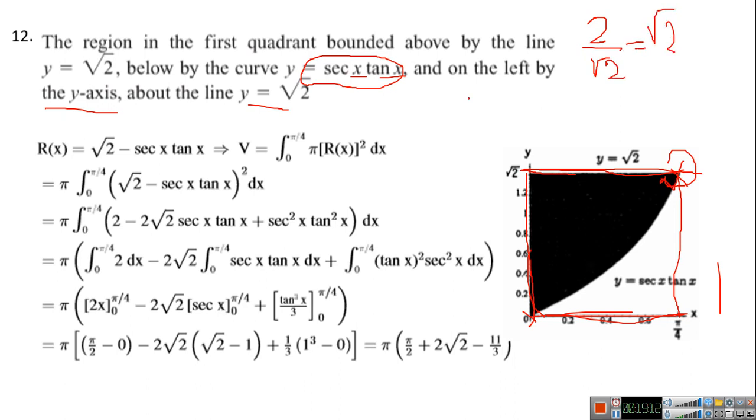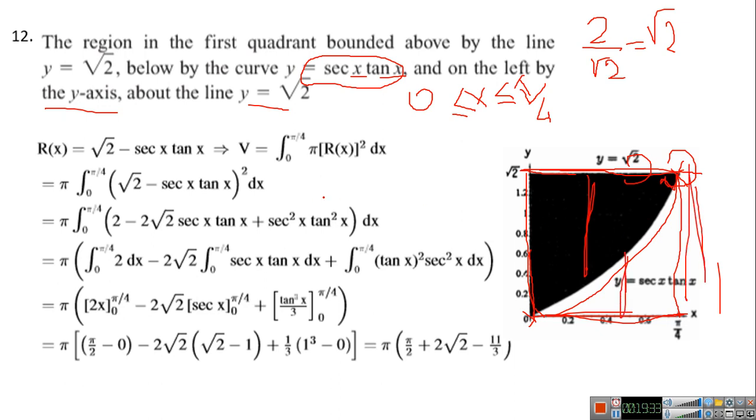However, I will tell you from 0 till pi over 4 to make things simpler. So I will give you this one, I add this one, so it will be now easy. This is the curve that I have. You want to rotate it across y equal radical 2. So this is the radius. I know that from here till here is the function, and from here till here it's radical 2. So it will be radical 2 minus this one. I need to square it, so a squared minus 2ab plus b squared.